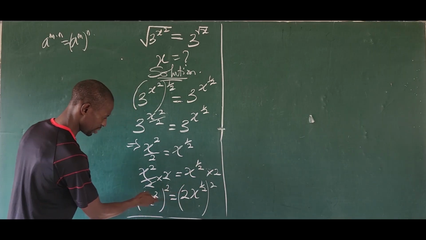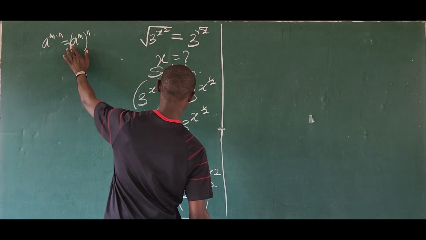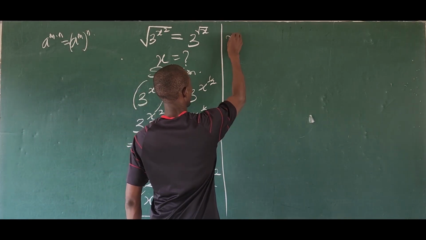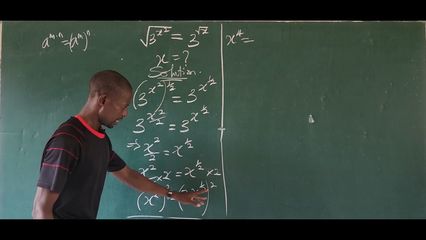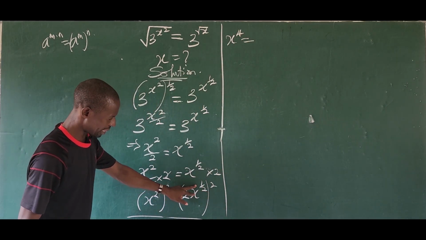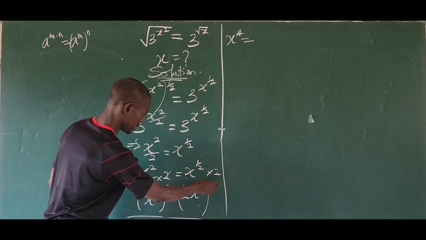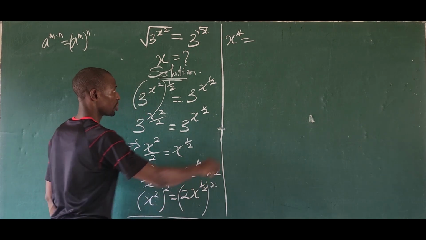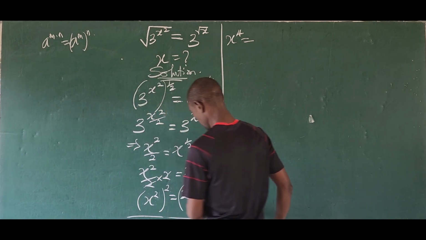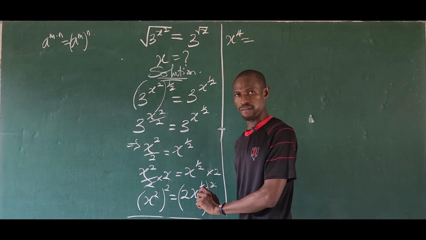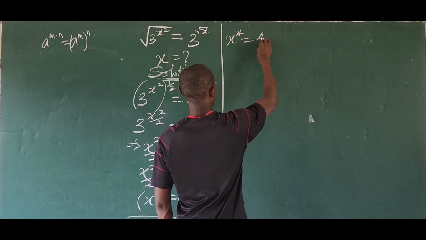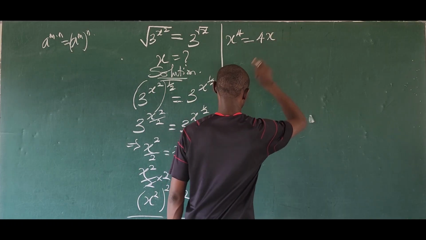With this, we can use this law to open this up. So this gives us x to the power of 4 equal to, if we use this to multiply this, these two will go with these two. So we are now left with x here. And again, these two will affect these two to give us 4. So we're going to have 4x.